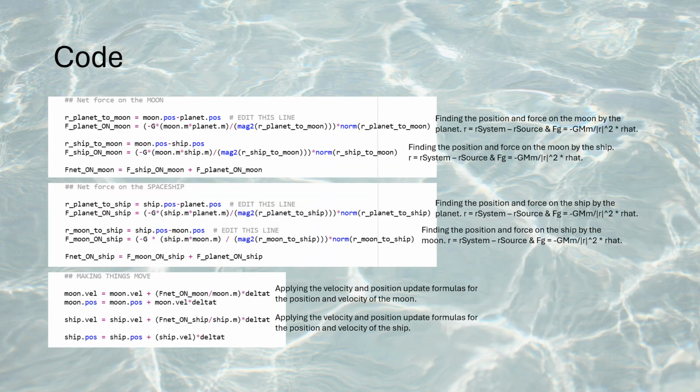We calculated the r vector from the planet to the moon, the ship to the moon, the planet to the ship, and the moon to the ship, as well as the force for each of those respectively. And then in total, we found the F net on the moon and the F net on the ship, which we used to plug into the position and velocity update formulas for both the moon and the ship, because the planet is stationary. Using this, we created a model of the ship's path around the orbiting moon.